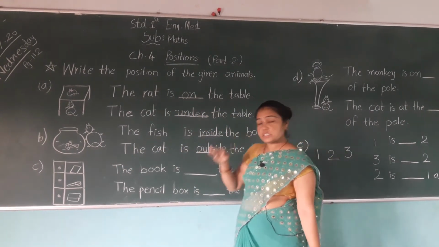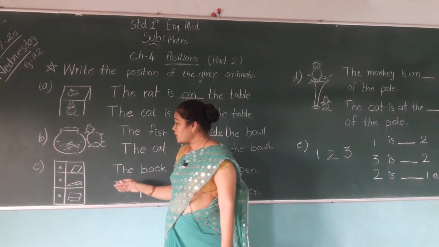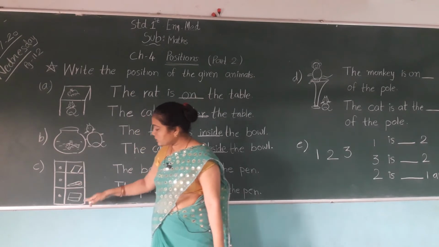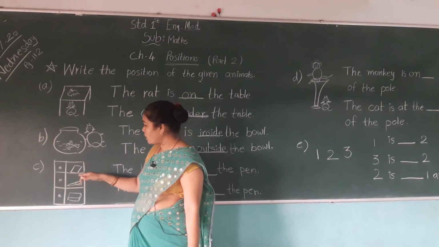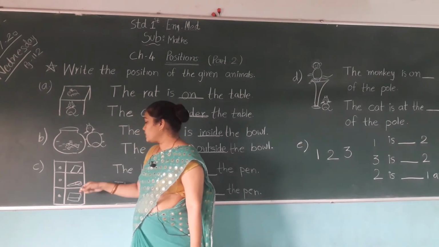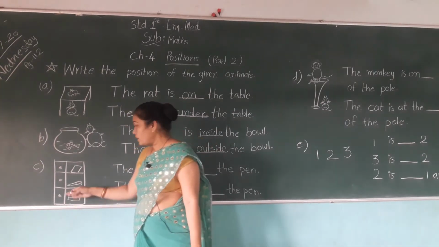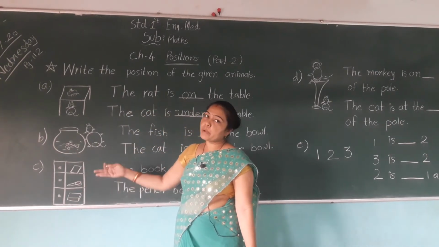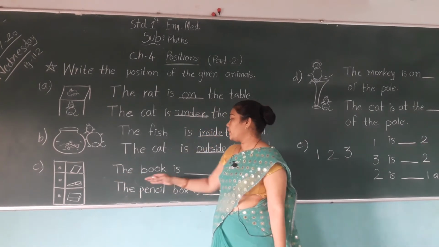Now next see. Look at this picture. One cupboard is there. 3 columns are there. This cupboard has 3 columns: 1, 2 and 3. First book is there. Second pen is there. Then pencil box is there. Now we have to write the position of those things.